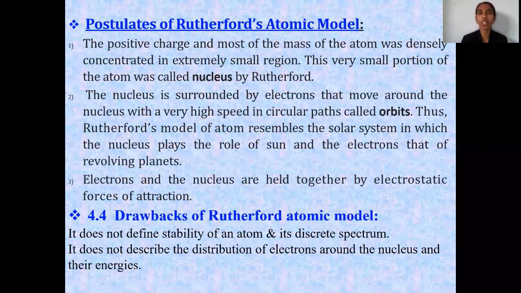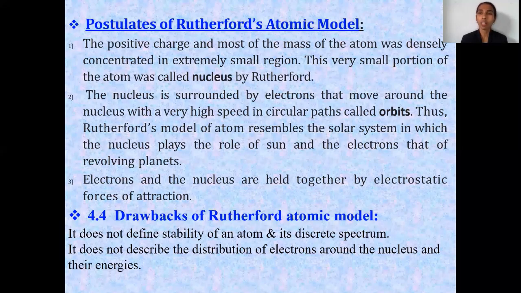Okay, and third postulate of Rutherford's atomic model is electrons and the nucleus are held together by an electrostatic force of attraction. So nucleus, you know that in a nucleus protons are there which are positively charged and electrons are negatively charged particles. So that is why you can say the electrons and the nucleus are held together by an electrostatic force of attraction. So this is the third postulate. So these are all about the atomic model of Rutherford.